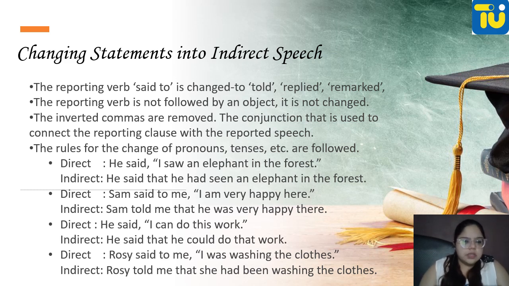For example, he said, I saw an elephant in the forest. He said that, inverted commas removed. He had, I changed to he. Saw, had seen, past into past perfect. An elephant in the forest. The rest remains the same.